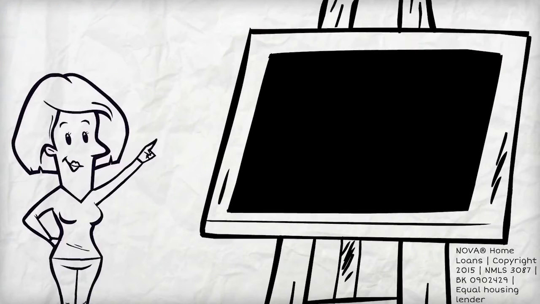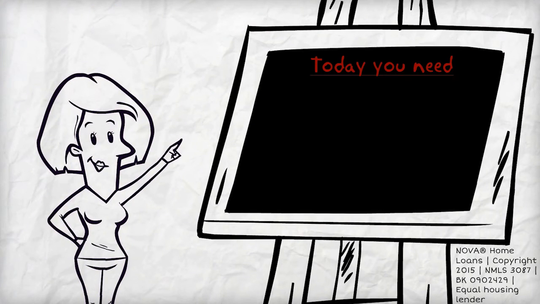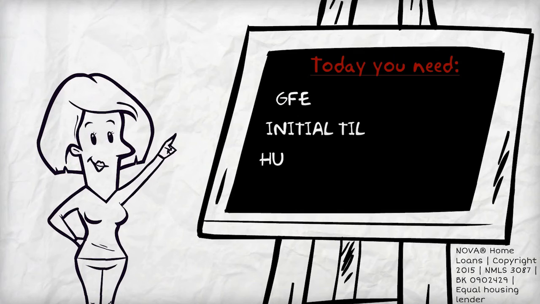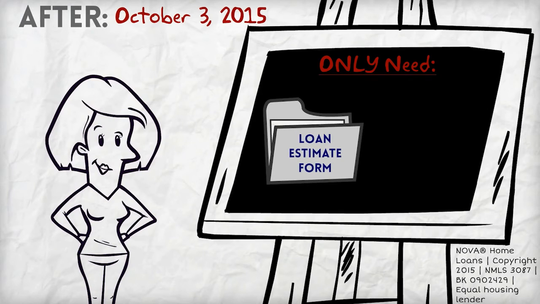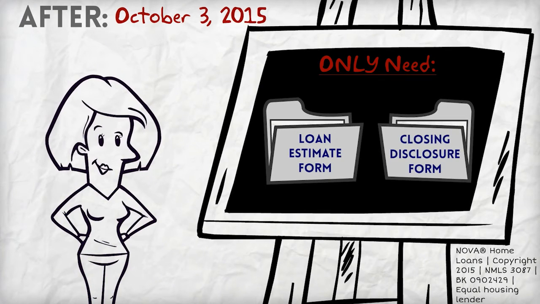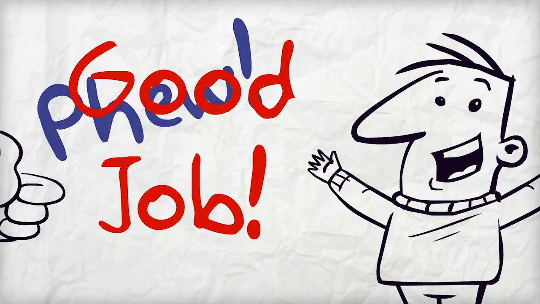Okay, that was a lot, so here's a real quick review. Today you need the GFE, an initial truth in lending statement, the HUD-1 settlement statement, and a final truth in lending disclosure. After October 3rd, you will only need a loan estimate form and a closing disclosure form. Phew, got it? Good job.